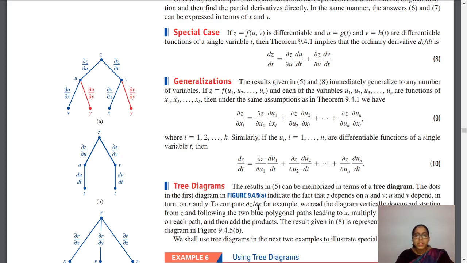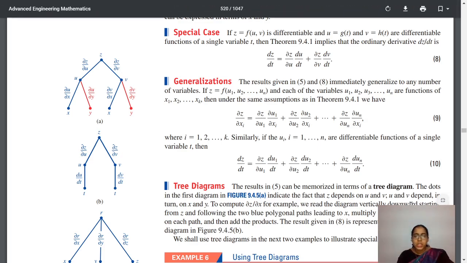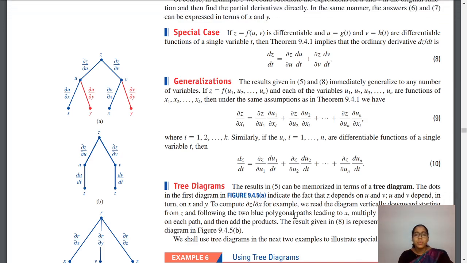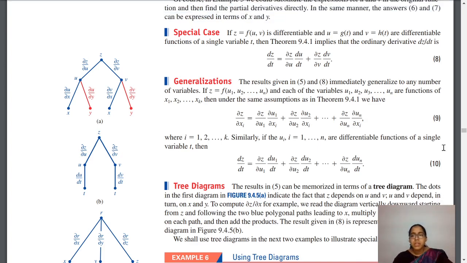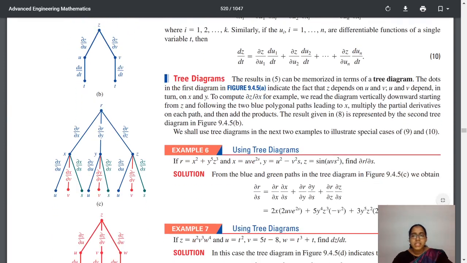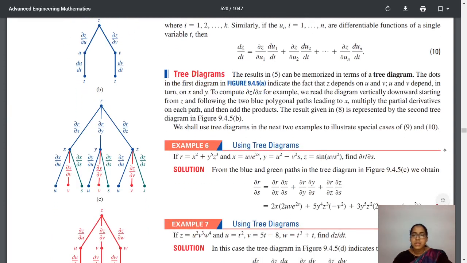To compute dou z by dou x, we read the diagram vertically downward starting from z and following the two blue polygonal paths leading to x. We will follow all the paths leading to the variable x, and then multiply the partial derivatives on each path, then add the products. This is how we see the tree diagram. Now next is an example which depicts this tree diagram.